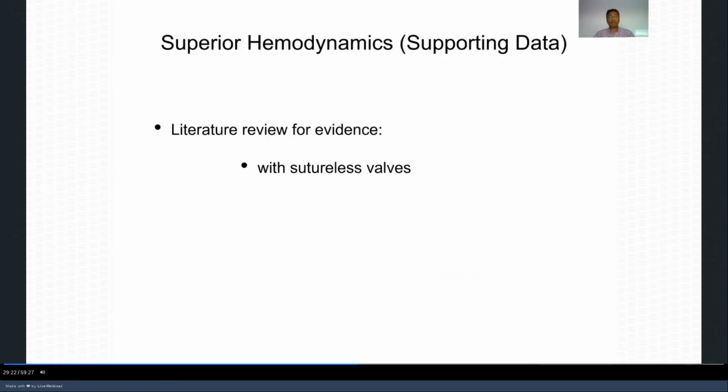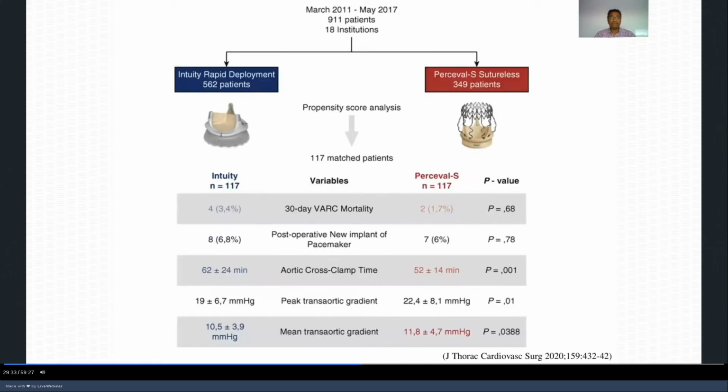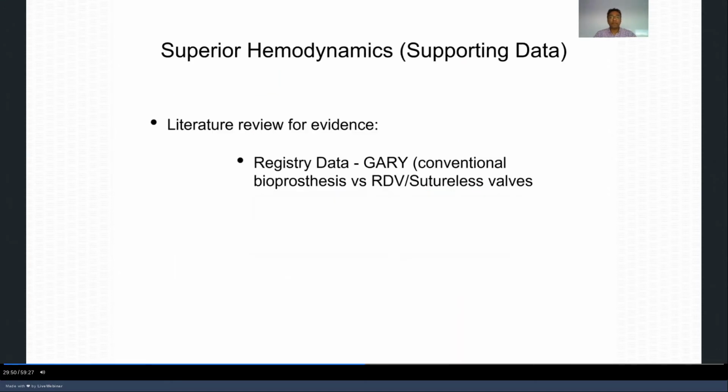When you compare the data of the Intuitive valve with the sutureless valves, this paper by our Italian colleagues was a very large series. They looked at 18 institutions, over 900 patients, and then did propensity matching between patients who had Intuitive versus Perceval. And again, they found similar findings. They found that patients who had the Intuitive valve had better gradients, but the benefit with the Perceval was that it was quicker to implant.